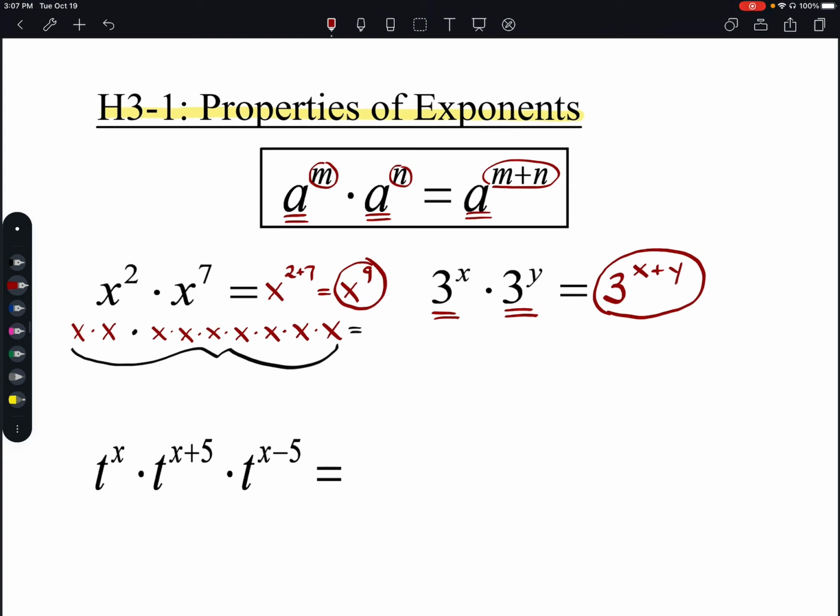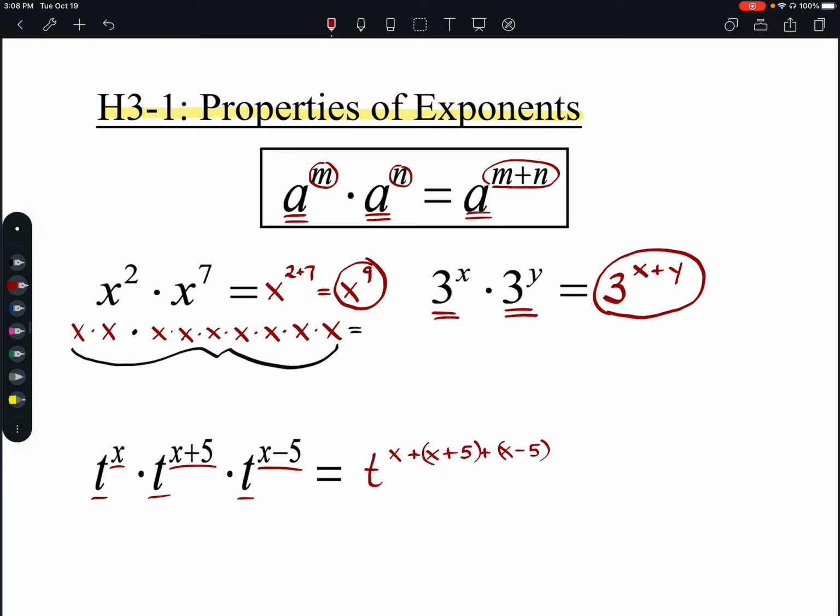As we go down to the bottom, you'll see we have t raised to the power of x times t raised to the power of x plus 5 times t raised to the power of x minus 5. So now we've got three terms that are being multiplied, but they're all t's, in which case we can apply this rule the same way. We can say this is going to be t to the power of this exponent plus this exponent, so plus x plus 5, plus this exponent, which would be plus x minus 5. So everybody can see where those exponents are coming from.